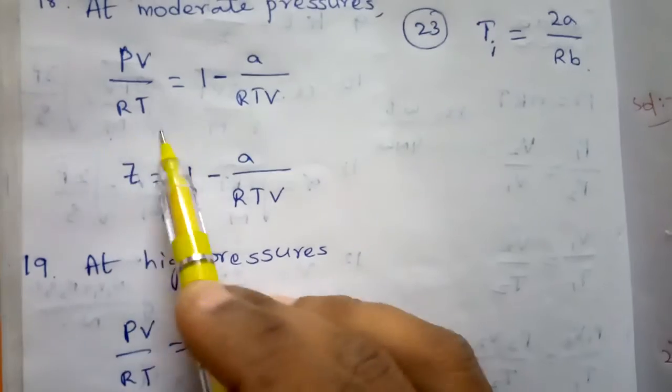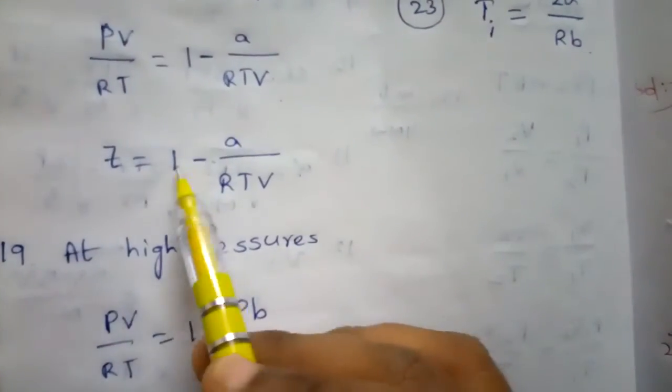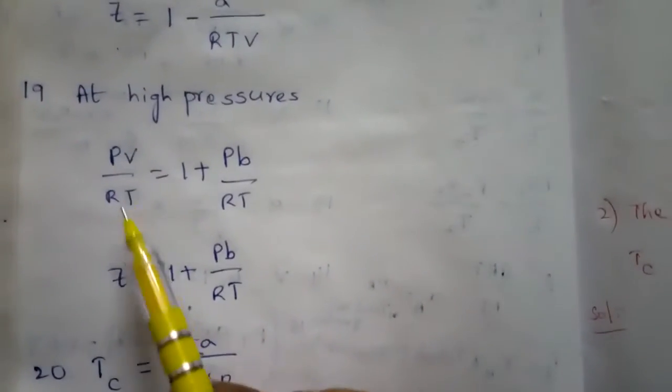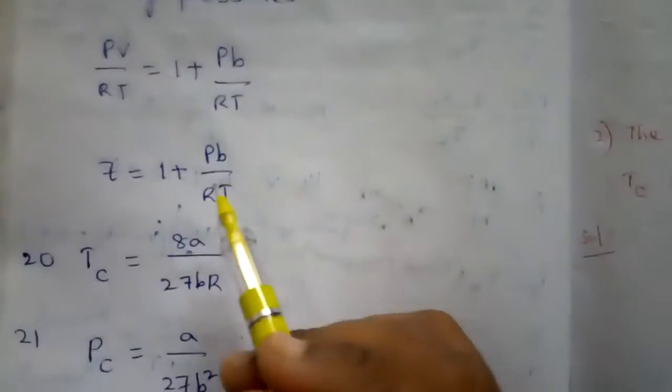Pressure into volume by RT equals 1 minus a by RTV. R stands for universal gas constant, with temperature and volume, and compressibility Z equals 1 minus a by RTV. PV by RT is nothing but the compressibility factor. At high pressures, you will apply this formula: PV by RT equals 1 plus Pb by RT. Z equals 1 plus Pb by RT.